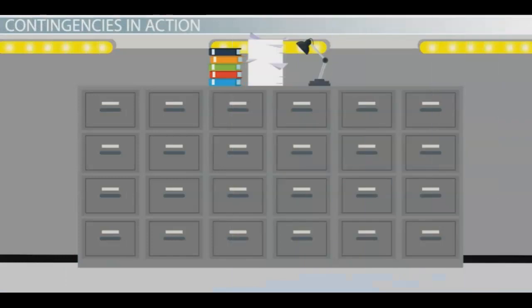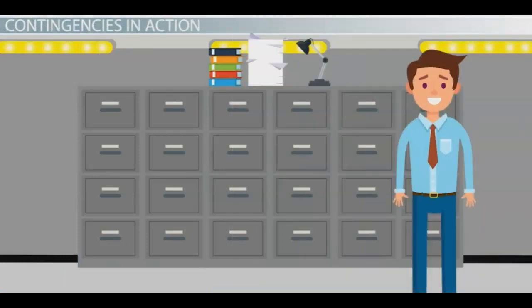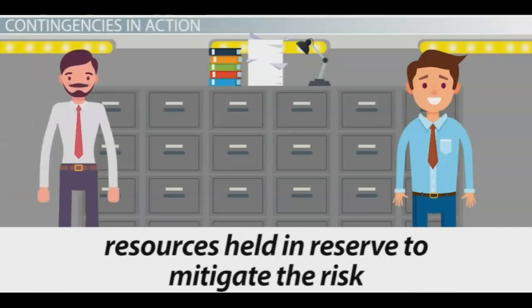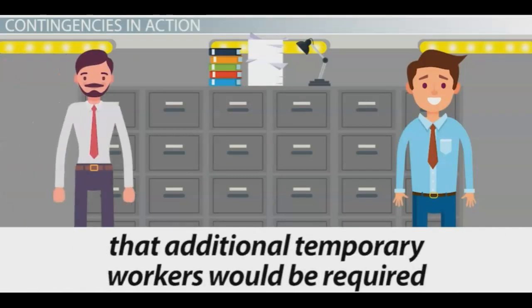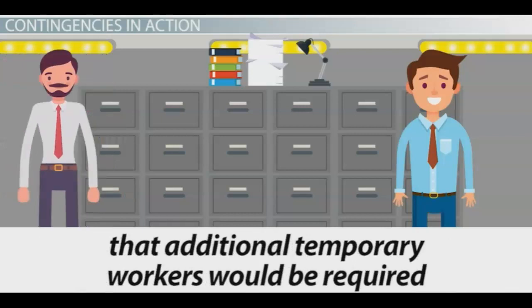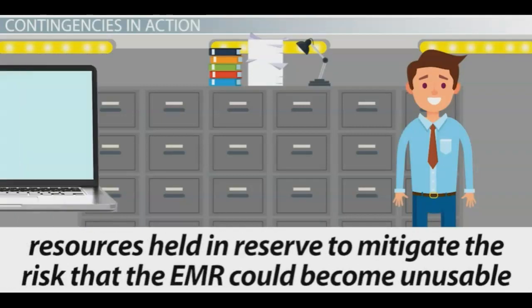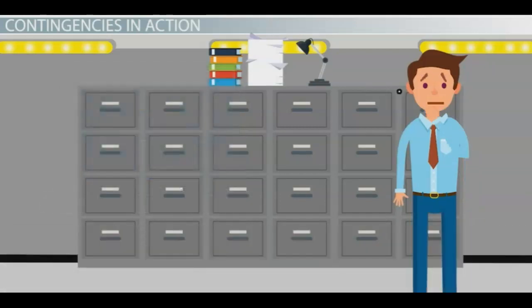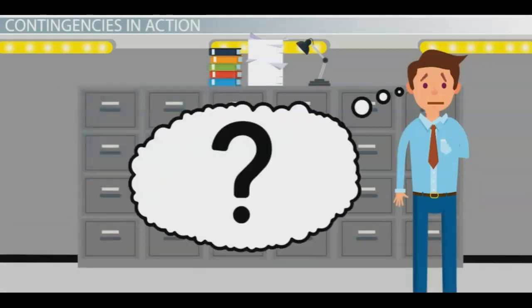In the cardiology group's EMR conversion, a few key contingencies included resources held in reserve to mitigate the risk that additional temporary workers would be required in order to meet the go-live date. Resources were also held in reserve to mitigate the risk that the EMR could become unusable and the practice would have to urgently switch back to using paper records in order to keep the business running. The nature and amount of resources to be reserved should never be based on guesses or arbitrary factors.